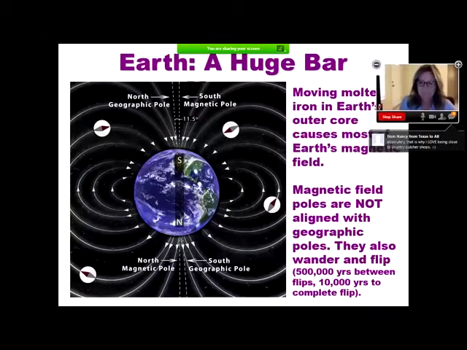And we just talked about Earth being a huge bar magnet. Moving molten iron in the Earth's outer core causes most of the magnetic field. These magnetic fields are not aligned with the geographic poles. They wander and flip and move, and they're very dynamic.